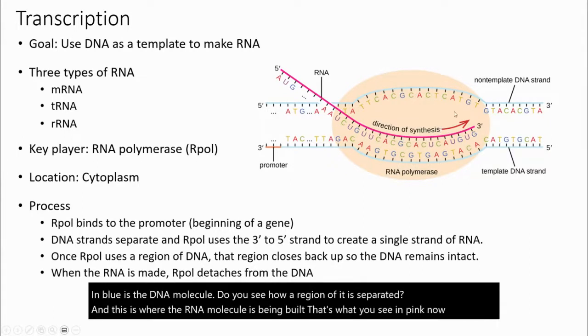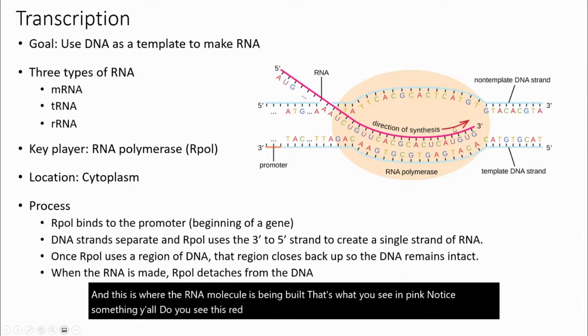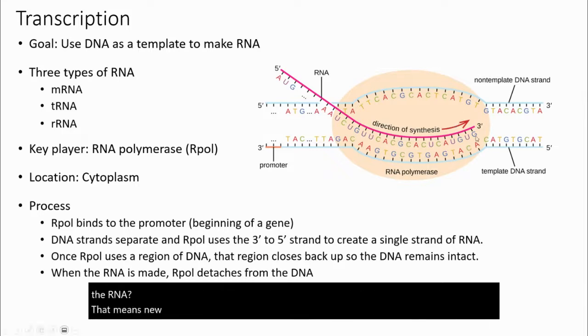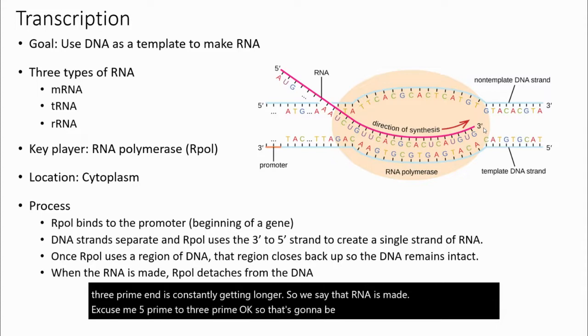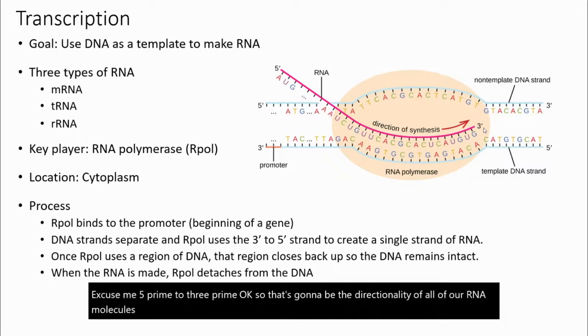Now notice something, y'all. Do you see this red arrow that's pointing towards the 3' end of the RNA? That means new RNA nucleotides are being added at the 3' end. So that means the 3' end is constantly getting longer. So we say that RNA is made 5' to 3'. Okay, so that's going to be the directionality of all of our RNA molecules, 5' to 3'.